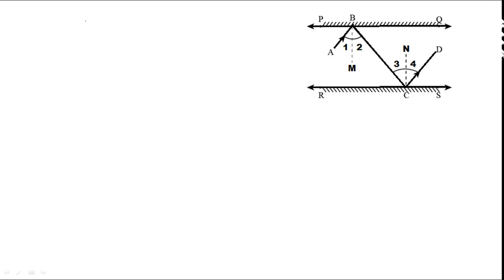What should we do? Angle 1 is equal to angle 2. Why? Laws of reflection. The students of 9th class study this reflection in optics. Angle of incidence is equal to reflected angle if a ray of light falls on a mirror. So this BM is a normal, and the second law is that the incident ray, normal and reflected ray lie in the same plane. Angle 1 is equal to angle 2.